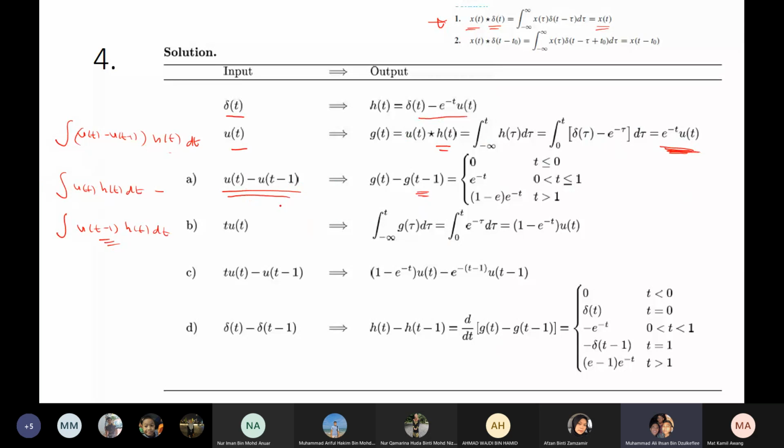So basically this one, you can use this formula to calculate for this. So you get, for t less than 0, it's 0, right? So you get this. You try to get this.